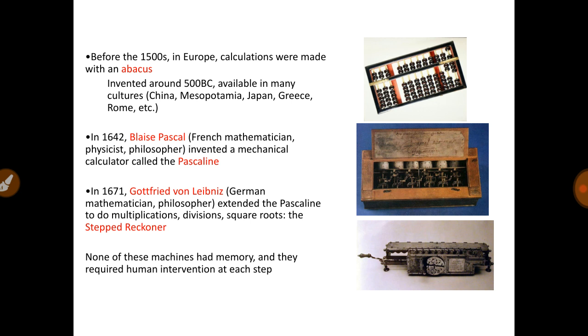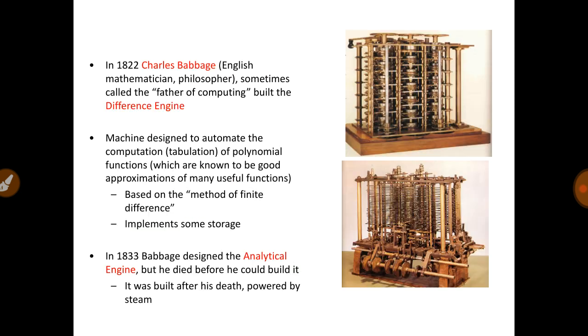After that, Pascal invented the Pascaline in 1642. It is used only to add and subtract numbers. It can also be used for multiplication by repeated addition and division by repeated subtraction. Next, Charles Babbage and the Analytical Engine.